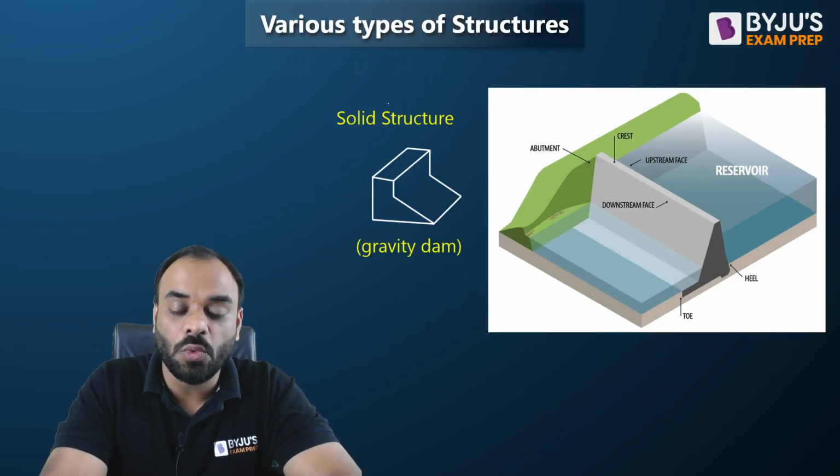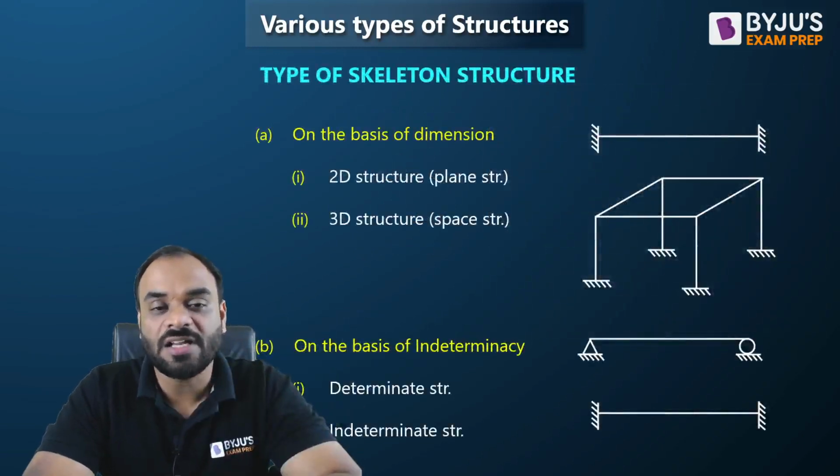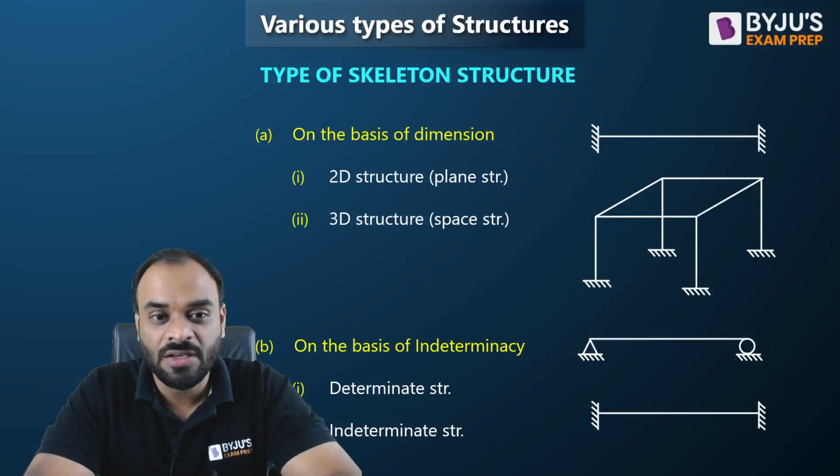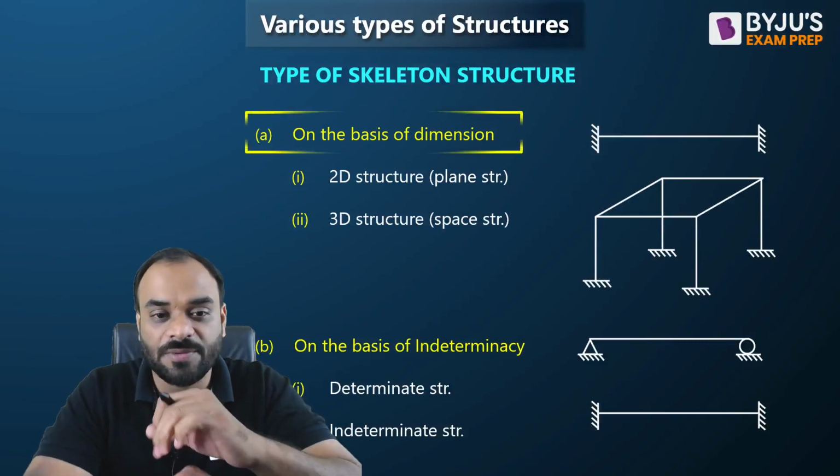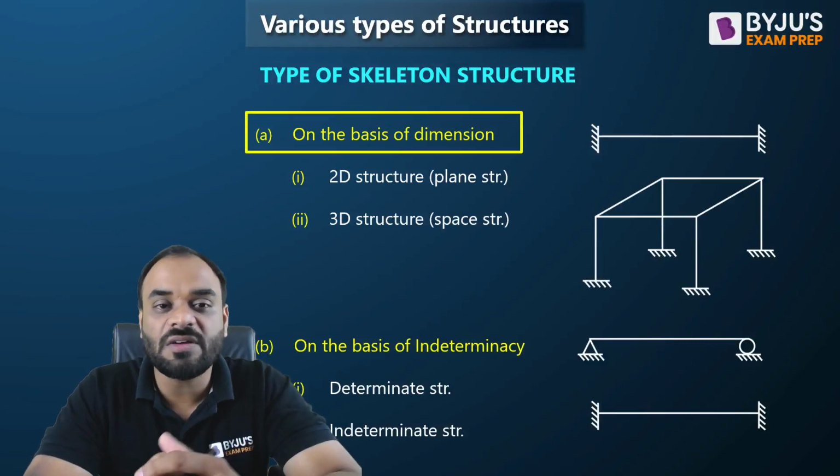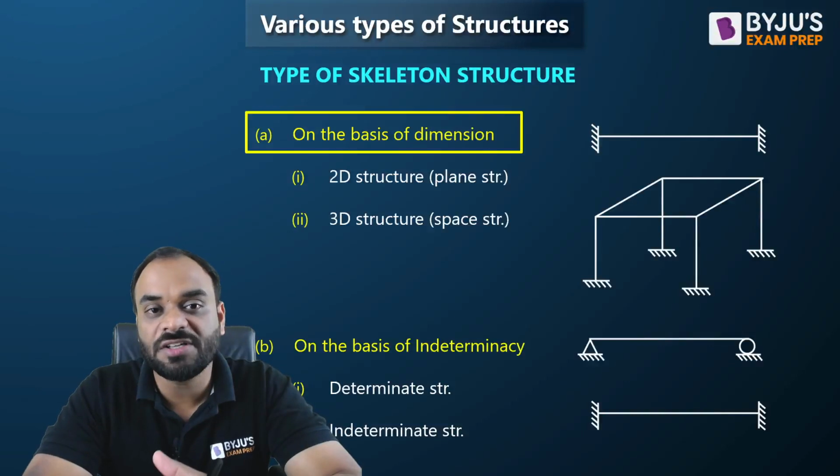Now let's understand what the various types of skeleton structure are and how we can classify them. So there are basically three criteria by which you can classify it. One is on the basis of dimension. So on the basis of dimension, it can be a 2D one or it can be a 3D one.